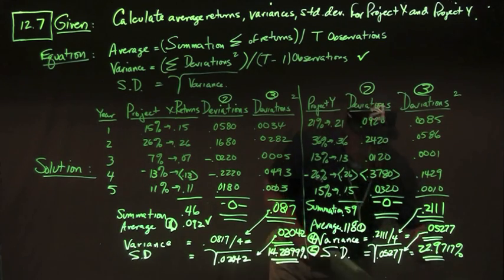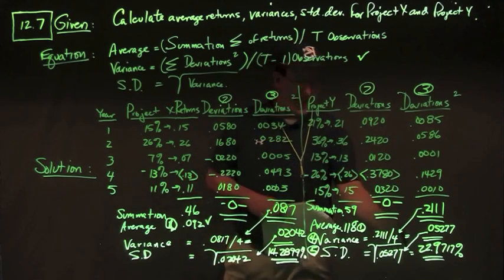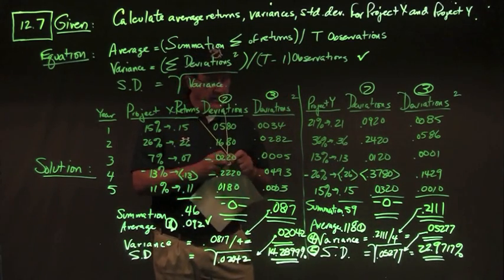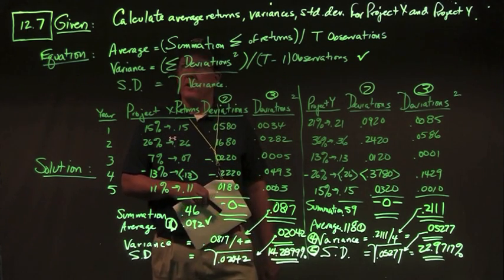22.9717%. And then we can compare these two projects and see very clearly that Project Y has a higher standard deviation and a larger variance, and therefore is a more volatile project. There are your answers to problem 12.7.